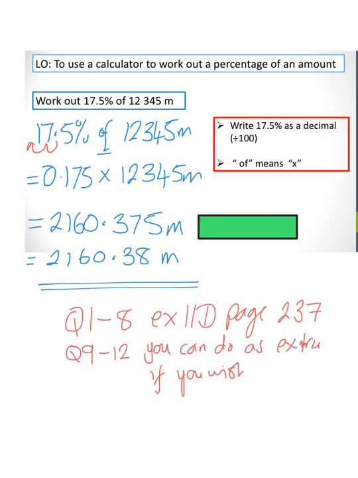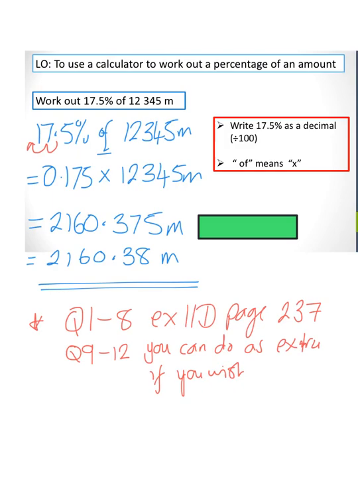Now, if you're happy with all of this, I want you all now to do questions 1 to 8 from exercise 11D on page 237, showing your working out. So just writing your answer only is not satisfactory. I want to see your working out like I've done. So question, convert your percentage to a decimal and multiply. Next line should be your working out. It should be your final answer. So question 1 to 8 I would like you all to do.